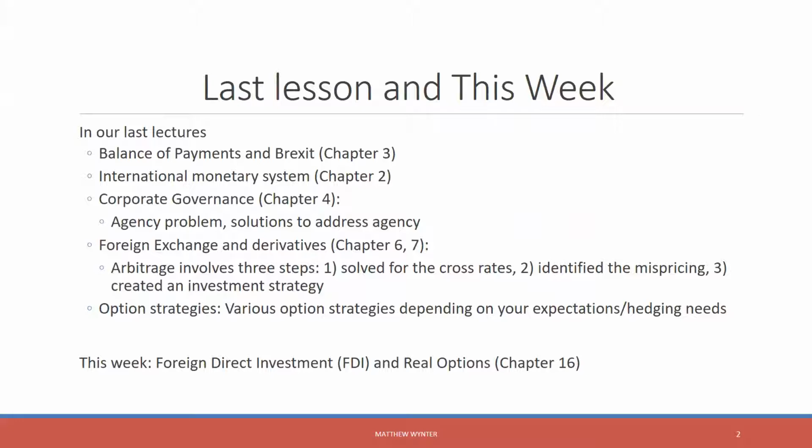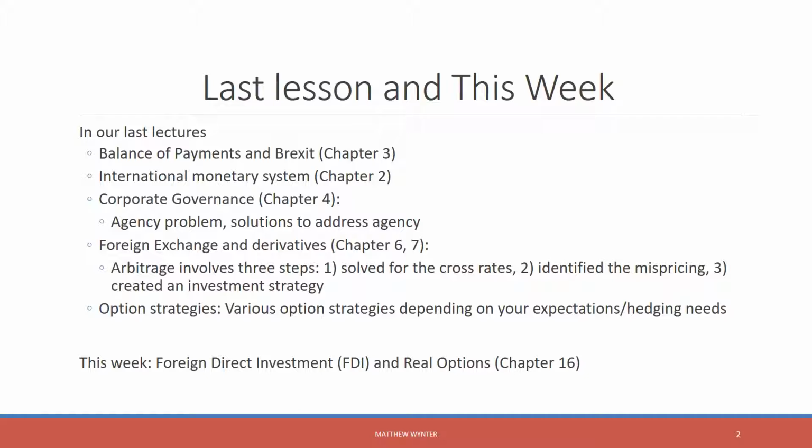In our last lessons, we've gone through the balance of payments and Brexit, the international monetary system, and corporate governance. We've gone through the agency problem. We've looked at foreign exchange and derivatives. We've identified different arbitrage opportunities. And the last topic that we covered was option strategies. We looked at various option strategies depending on your expectations, if you think prices will increase or decrease, and also based on your hedging needs.